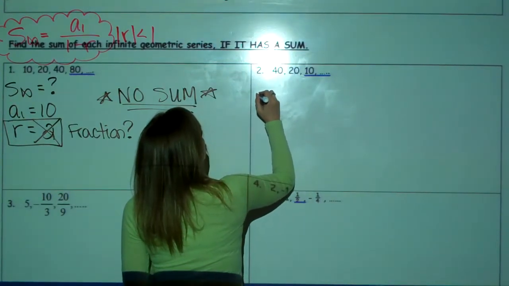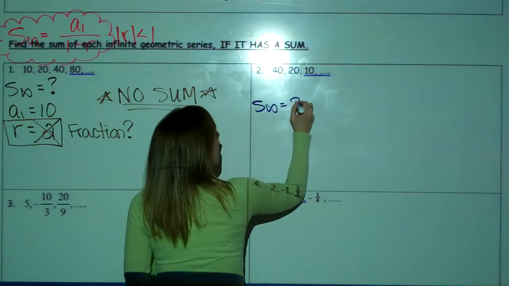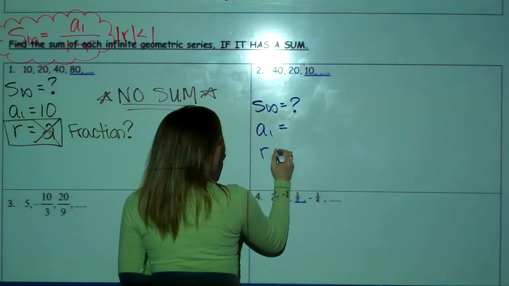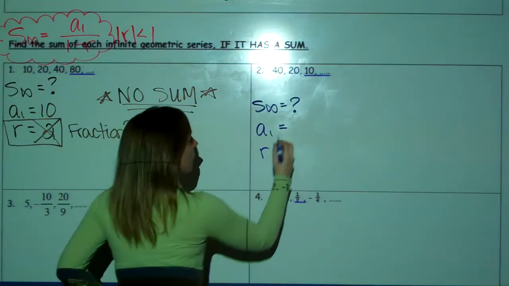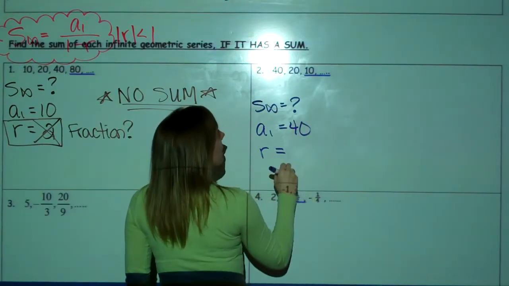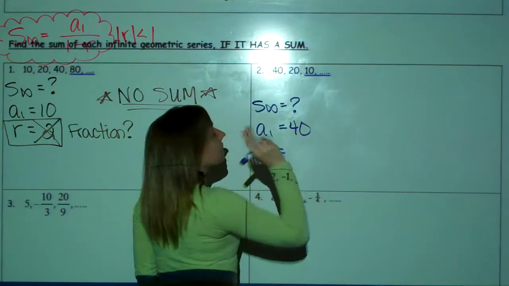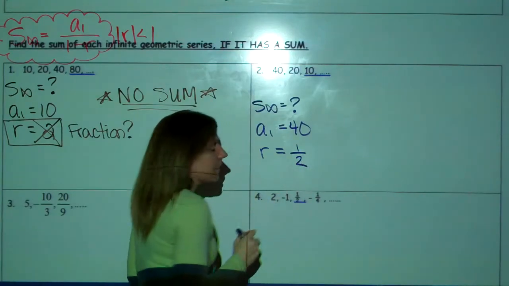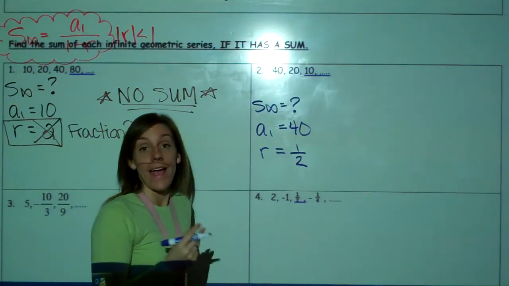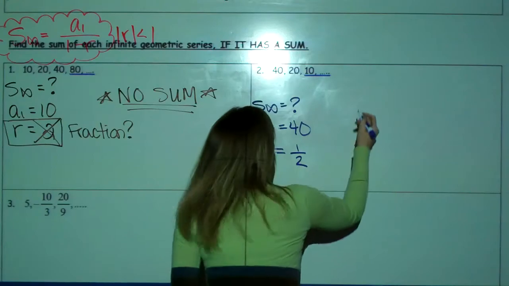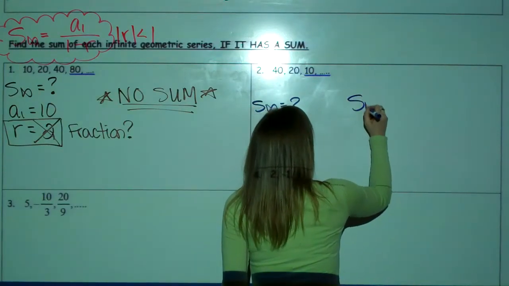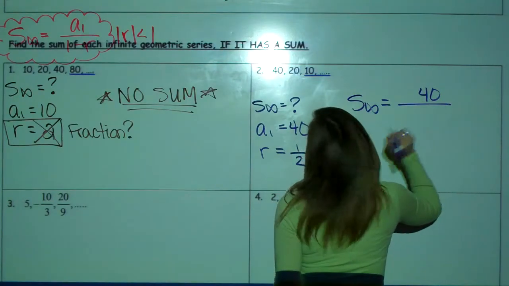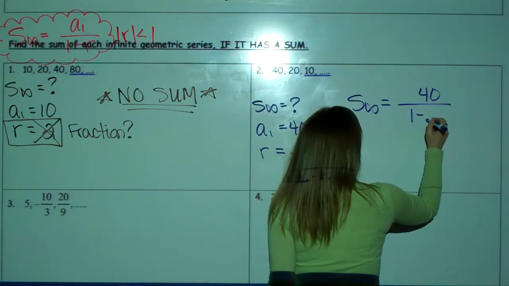We want to find the sum. We need the first term, and we need the ratio. Okay, so the first term is 40. And the ratio, it looks like we're dividing by 2. Okay, well, dividing by 2 is the same thing as a half, or multiply by a half, or 0.5. So let's put it into the formula. It is the first term, which is 40, over 1 minus the ratio.